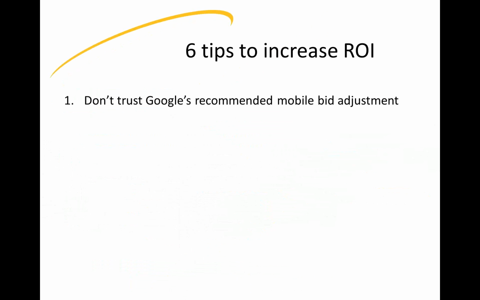And here are some of the things that we've learned. One, we do not trust Google's recommended mobile bid adjustment. Not to be suspicious, but Google is in this to make money. Google's a business, and they want you to bid as much as possible. We have, in general, opted to set our mobile bids a bit lower than what Google recommended, because we find that mobile traffic generally does not convert nearly as well as people searching on a computer.